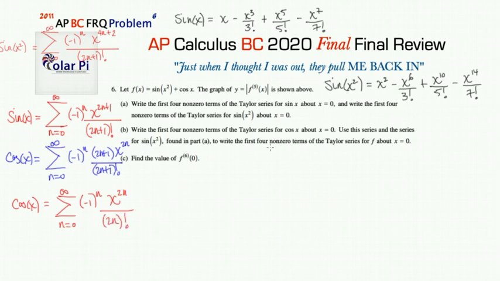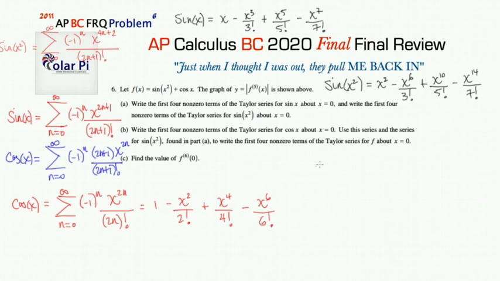Okay, so it says, write the first 4 non-zero terms of this. So if we plug in n equals 0, we're going to get negative 1 to the 0, and then x to the 0, so that's 1, and then 0 factorial, so we get 1. And then when n is 1, we get negative x squared over 2 factorial. When n is 2, we get positive x to the 4th over 2 times 2, that's 4 factorial. And then we need 4 non-zero terms, so minus, when n is 3, x to the 6th over 2 times 3, so 6 factorial.